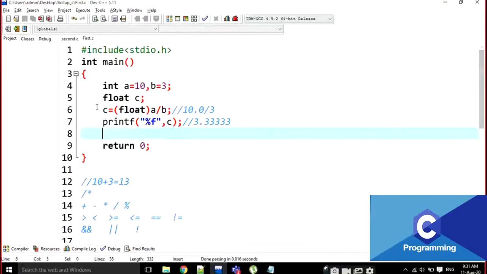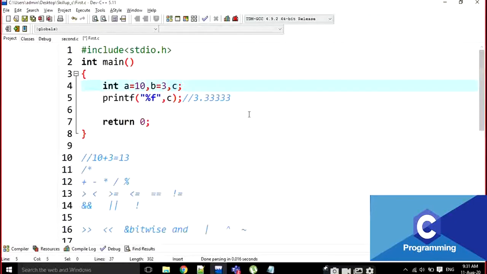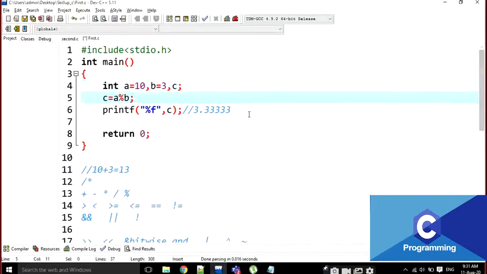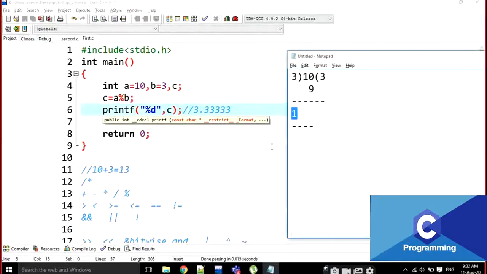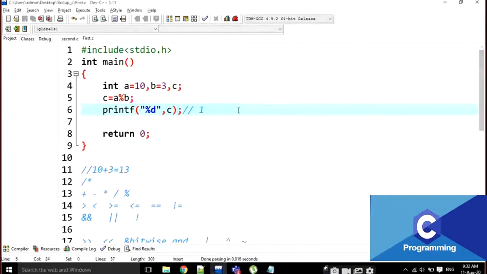And the next one, modulo division. Modulo division, A mod B. This is a remainder operator. What is the remainder for this one? Remainder is 1. It returns every time the remainder of the value. It is also a division operation, but it returns the remainder. Division returns the quotient, modulo division returns the remainder.